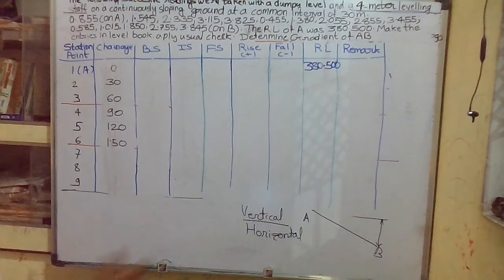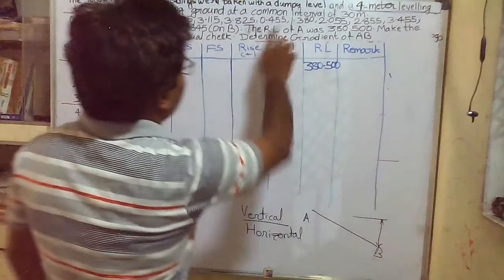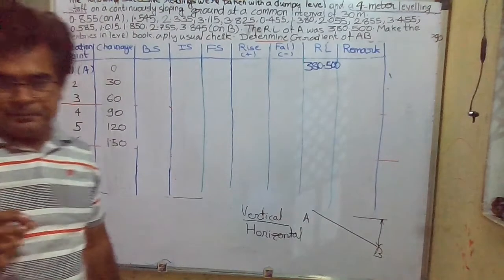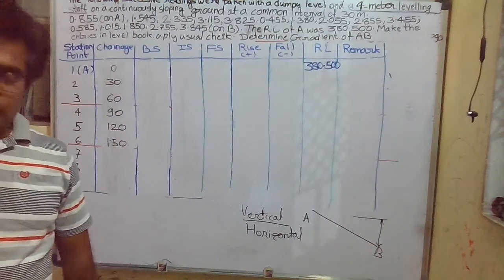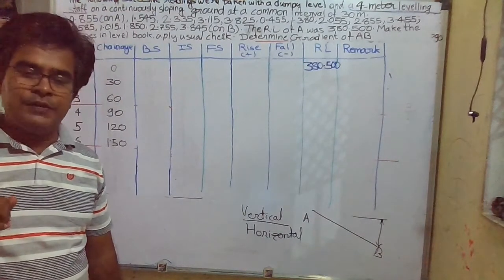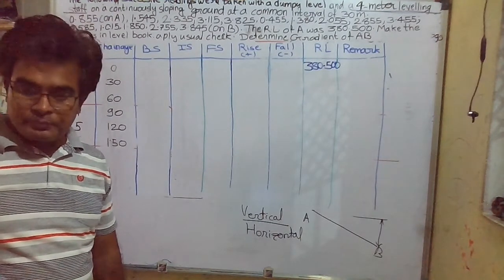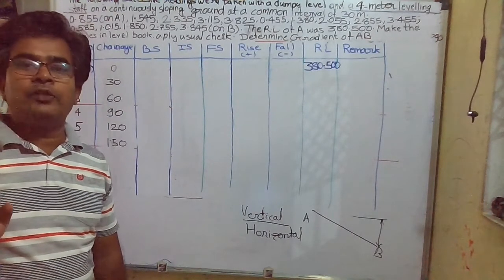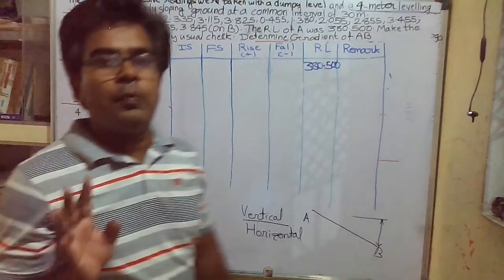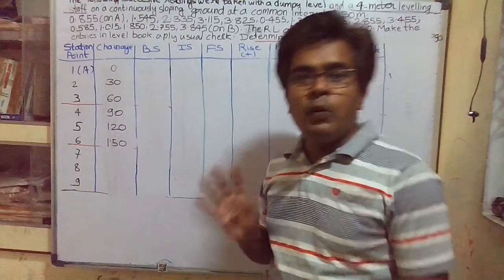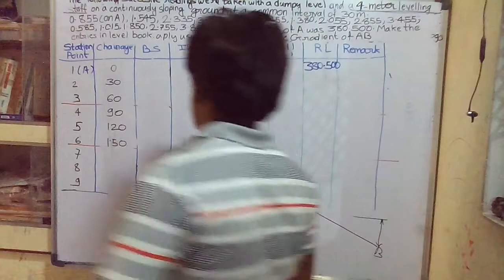Now one thing is given here: readings are given, but the change point is not given. What is the difference in this problem? Here the change point is not given, but what is given? Ground is continuously sloping. And what length of staff are we using? We are using the staff of length 4 meter. So what is happening here?